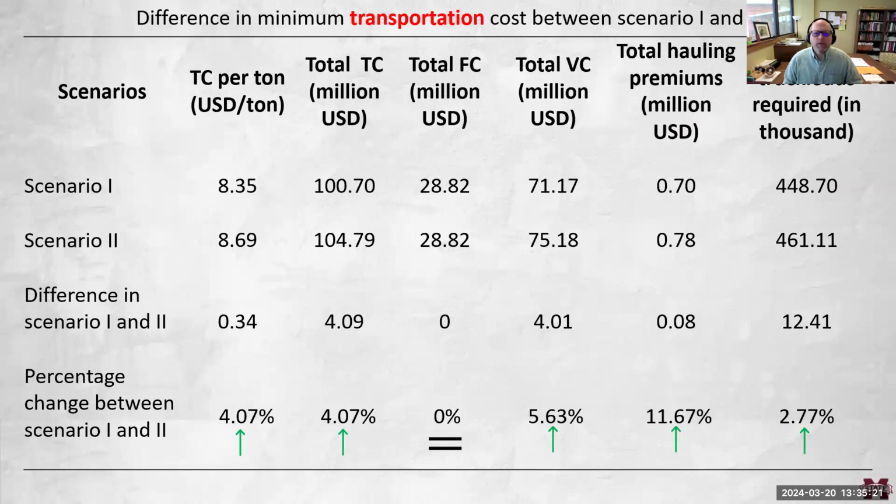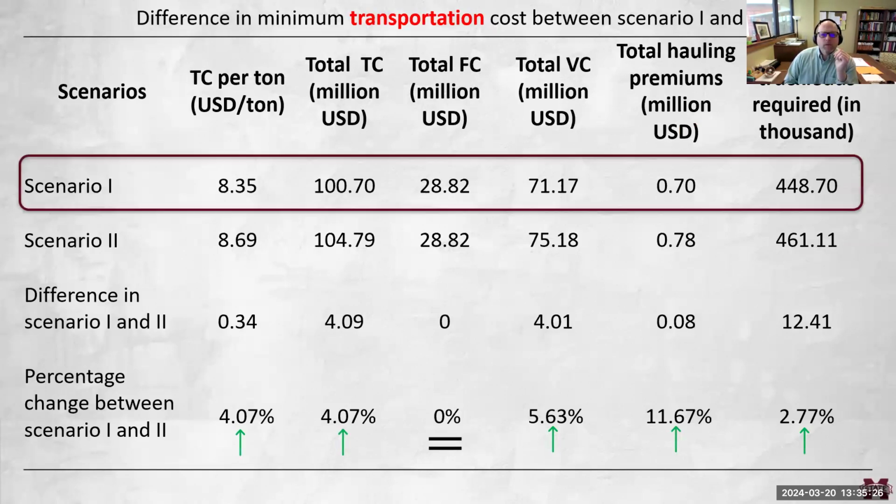So here we're looking at the difference in minimum transportation costs between both scenarios. So we can see here our transportation cost per ton, that's 835. The total transportation cost, for all the sites that we've included, all the mills, is around 100 million. And you can see the corresponding variable cost, fixed cost, hauling premiums, things like that with it.